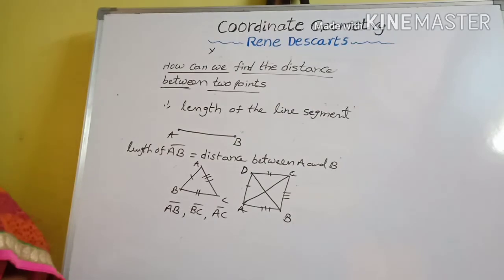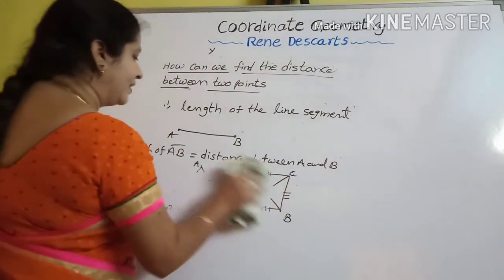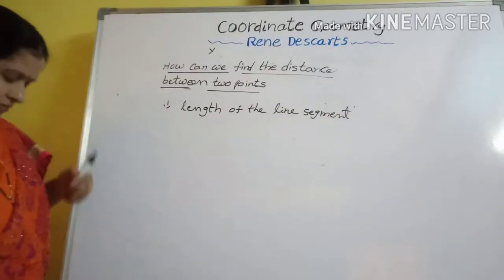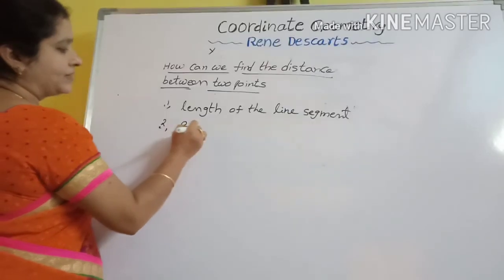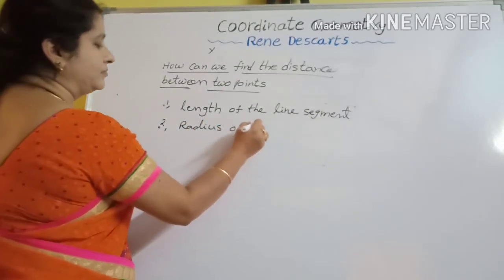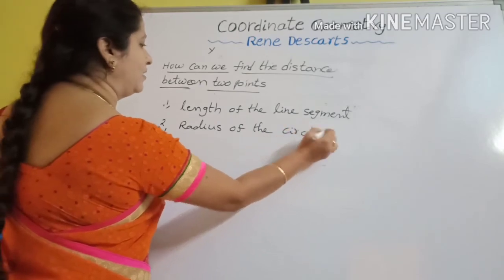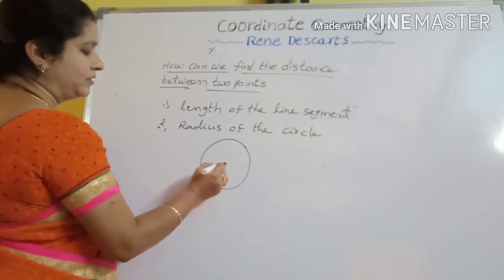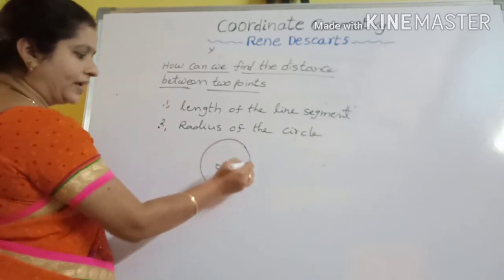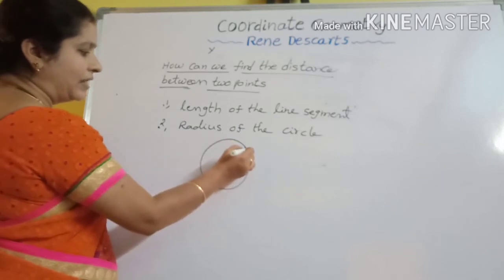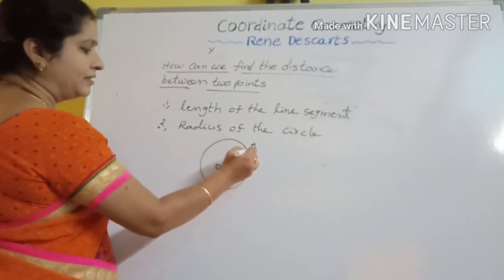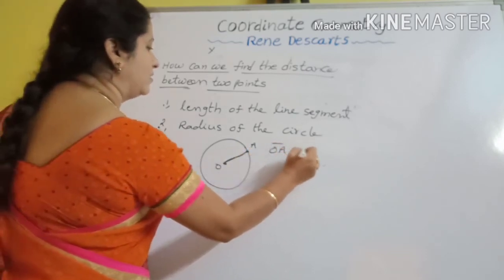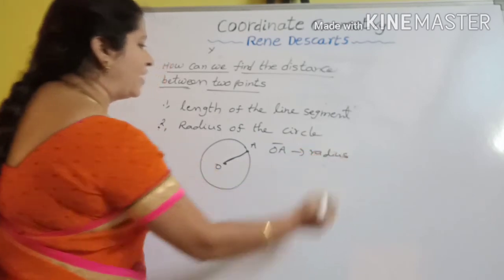Second point, we are taking a circle, radius of the circle. Find the radius of the circle. It is a circle. It is the center of the circle. Take any point on the circle, the line joining these 2 points is called the radius. So here OA is the radius.